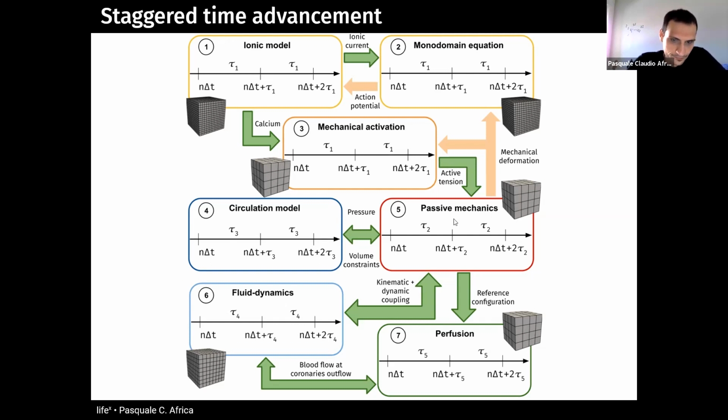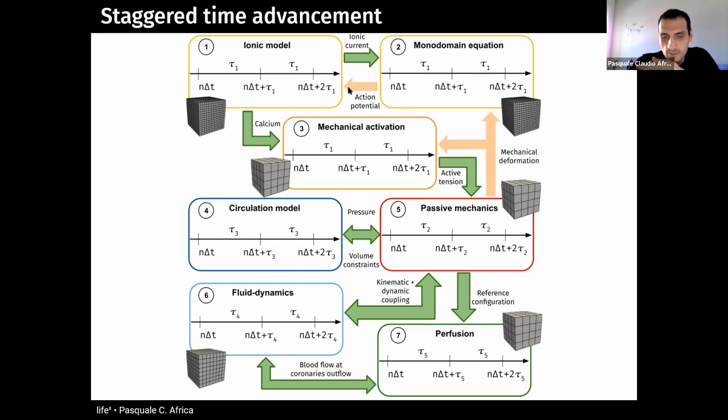The mechanical activation provides the active tension to the passive mechanics, which uses it to assemble the Piola tensor. And finally, passive mechanics and the circulation model are coupled together in order to compute the inner pressure, which of course depends on the external circulation, and to impose volume constraints during the isovolumic, the isochoric phase of the heartbeat. And once you have solved these five steps, at the next time step we use the last computed solution of the monodomain equation and of passive mechanics as an input.